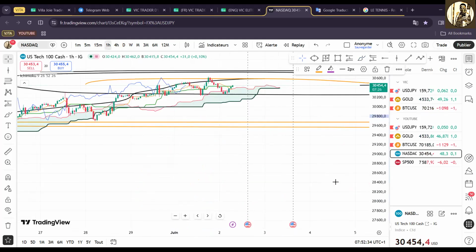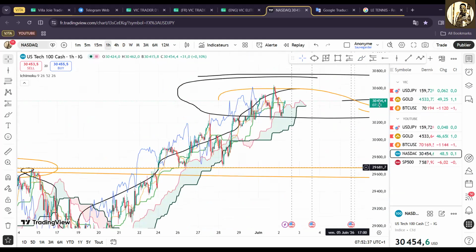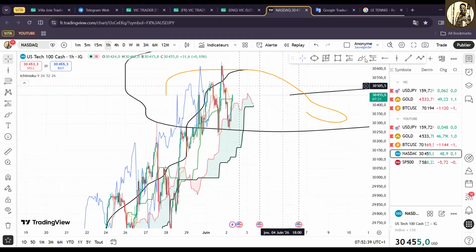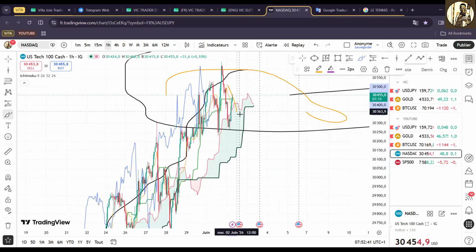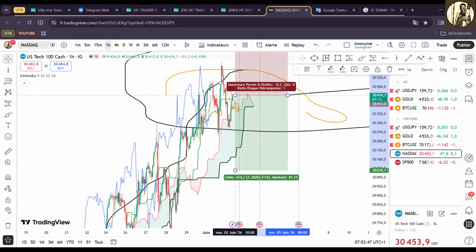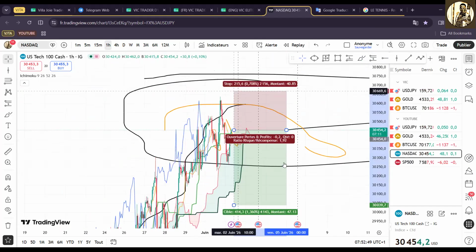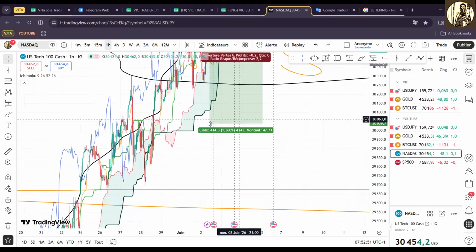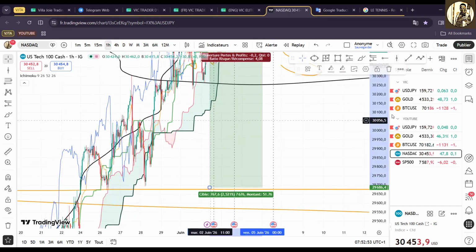So when we go on 1 hour, what are we seeing? We are seeing Tenkan bending down, it has bent down 2 times, and then we can start selling the Nasdaq this way and aiming here as a take profit.